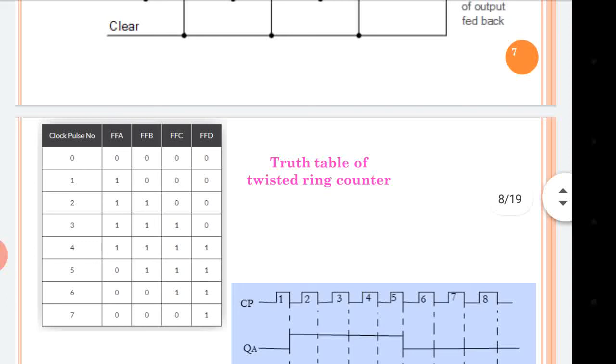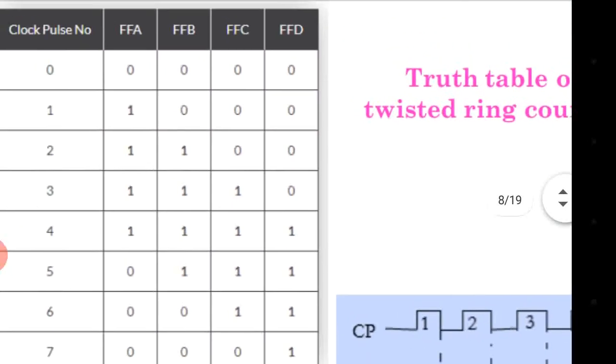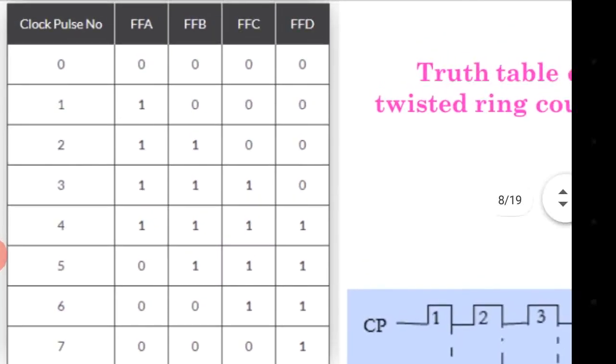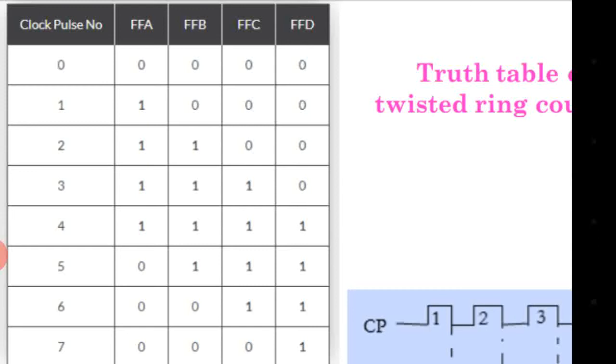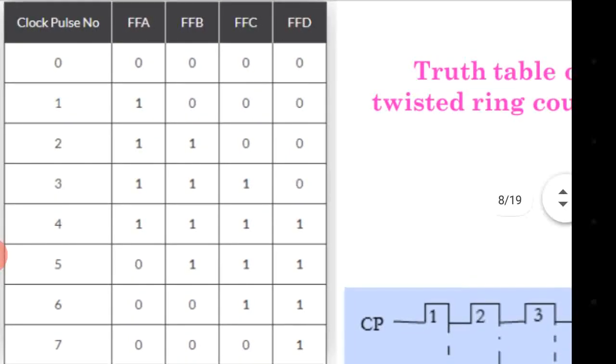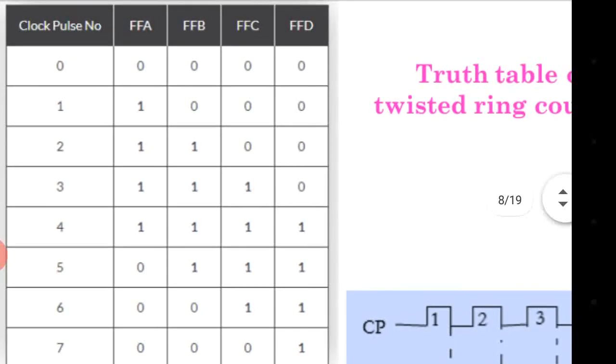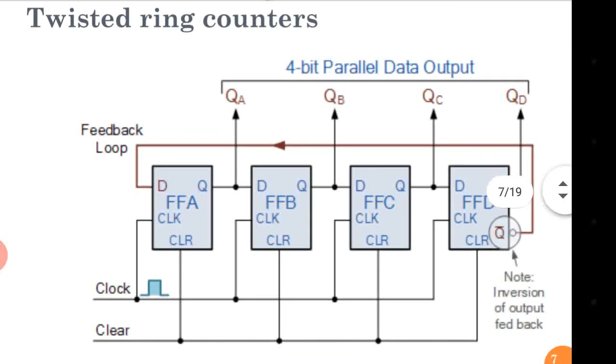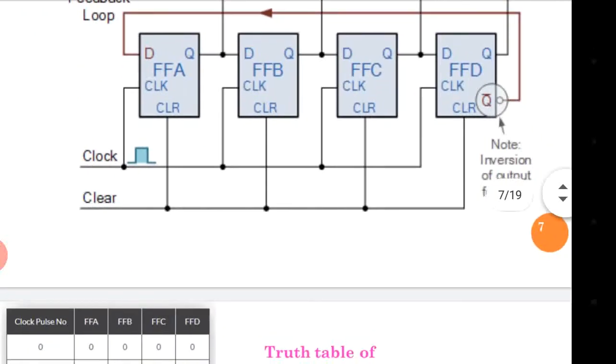You will observe here the truth table in the second clock pulse: 1 1 0 0, and next time, third, QA will be 1, QB will be 1, QC will be 1 and QD is 0. After that all are 1. But what will happen next? You will observe when QD is 1, QD bar will become 0 and that is applied to DA. So the flip flop A will be reset. So QA will be 0 and QB, QC, QD will remain 1, and so on.